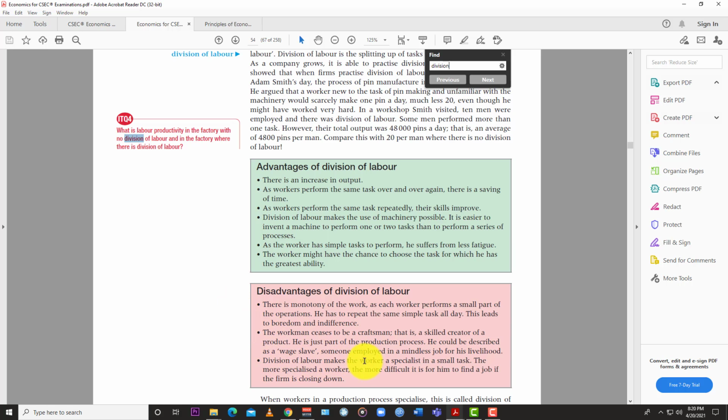Division of labor makes the worker a specialist in a small task. The more specialized a worker, the more difficult it is for him to find a job if the firm closes down. And that's one thing that you have to note, because the worker has been doing the same thing over and over for years. If the job closed down, he now has to go and re-up his skills. You have to get more skills in other areas.